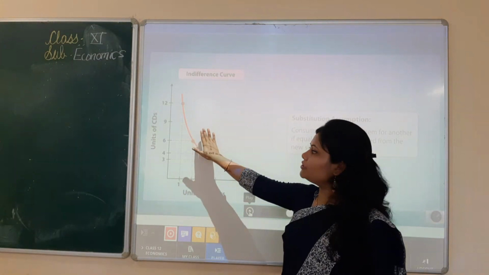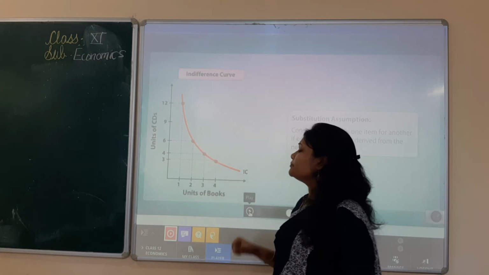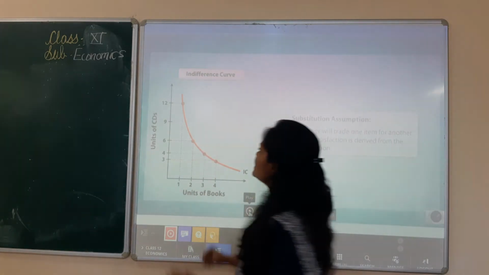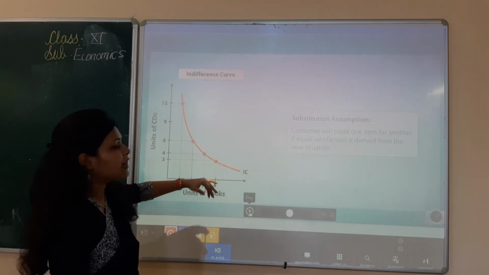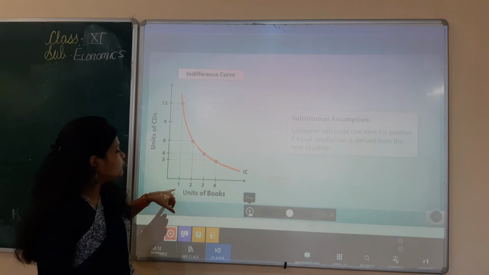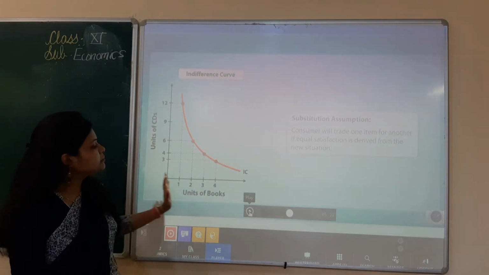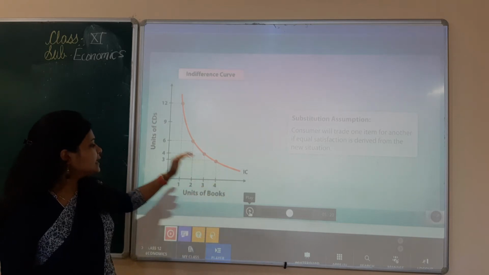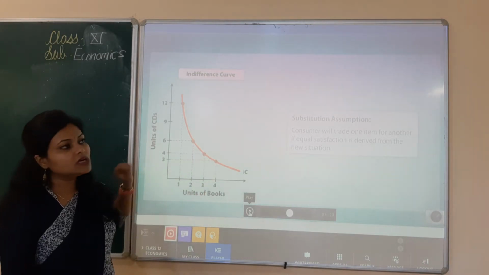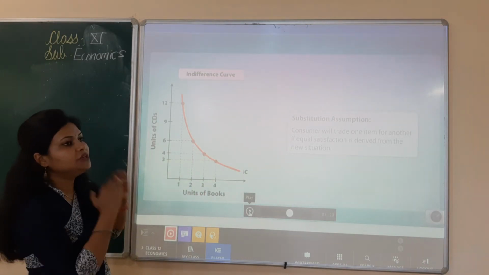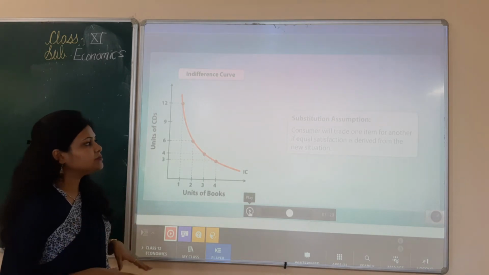Anything I can choose, because in 100 rupees I can go for any combination. Now the other thing is that if I am choosing 12 units of CDs, then I have to sacrifice the number of units of books because I am having a limited amount of money only. But if I am increasing the units of books, then I have to sacrifice the units of CD again. Why? Because I am having a limited amount of money only, in which I have to select such a combination which will give me the maximum satisfaction.